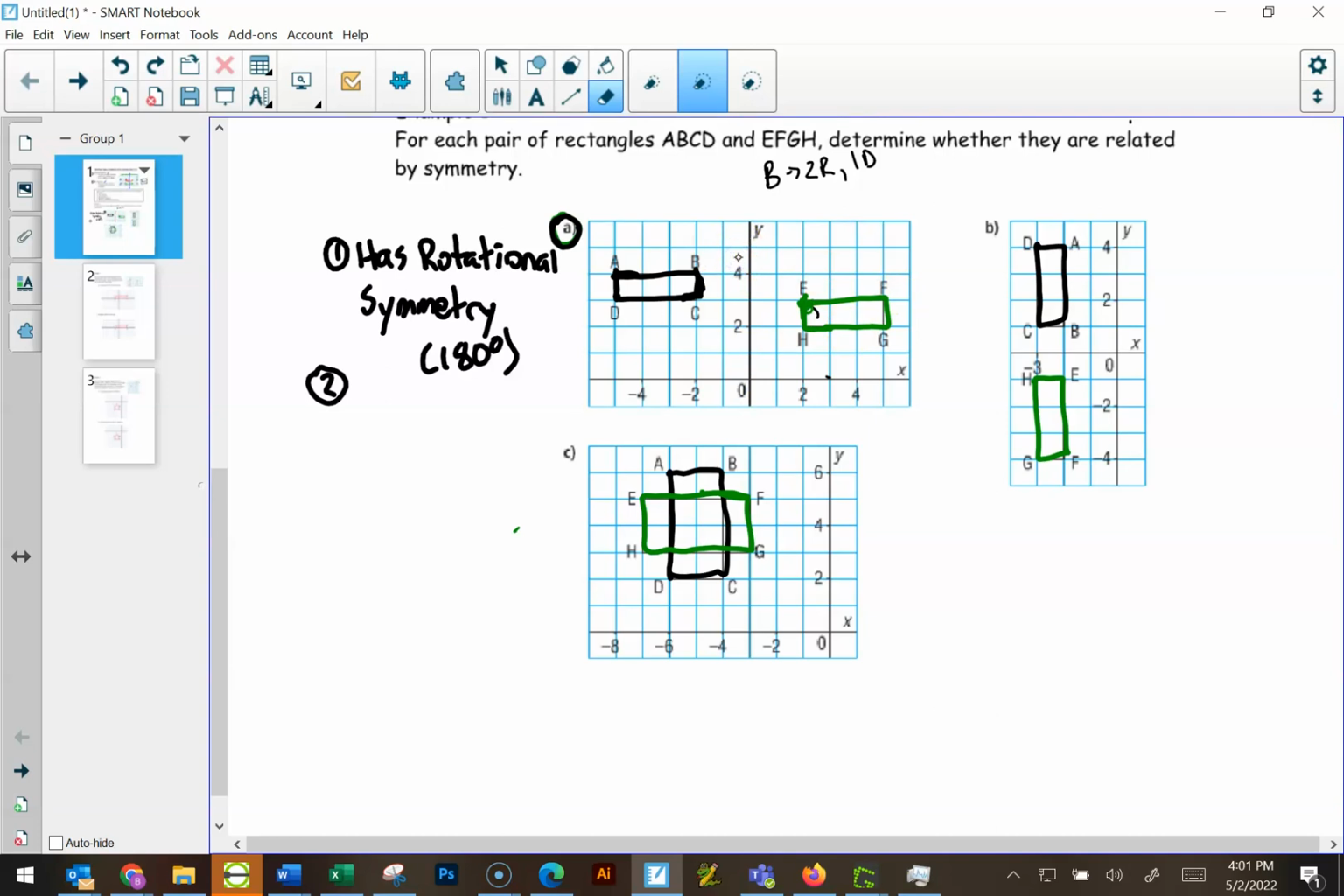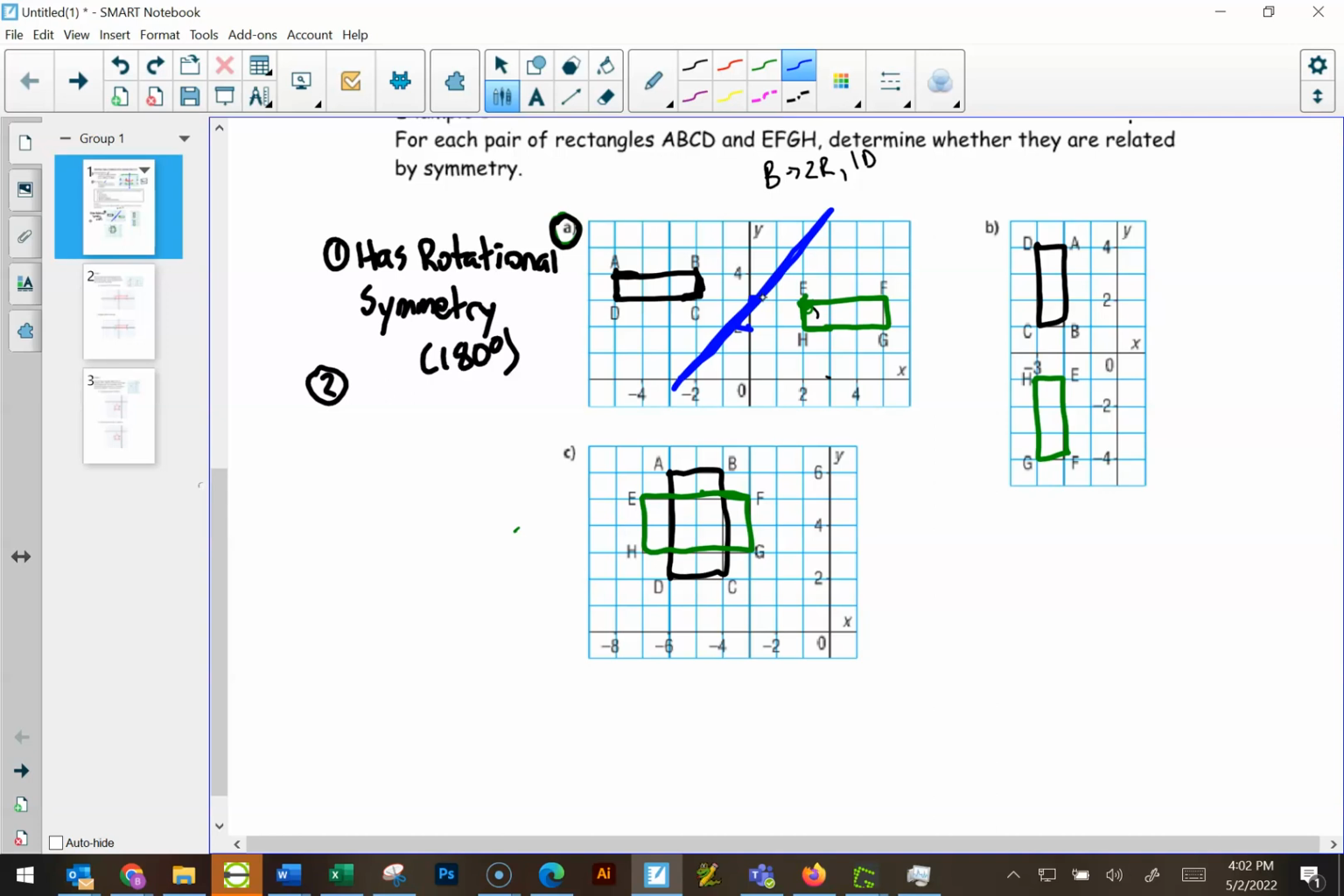So a vertical line doesn't work. A horizontal line clearly doesn't work. There's nothing I can draw horizontally that's going to make a mirror. The only line that looked like it might work for a second is a line that goes right here. Is that line a good mirror?